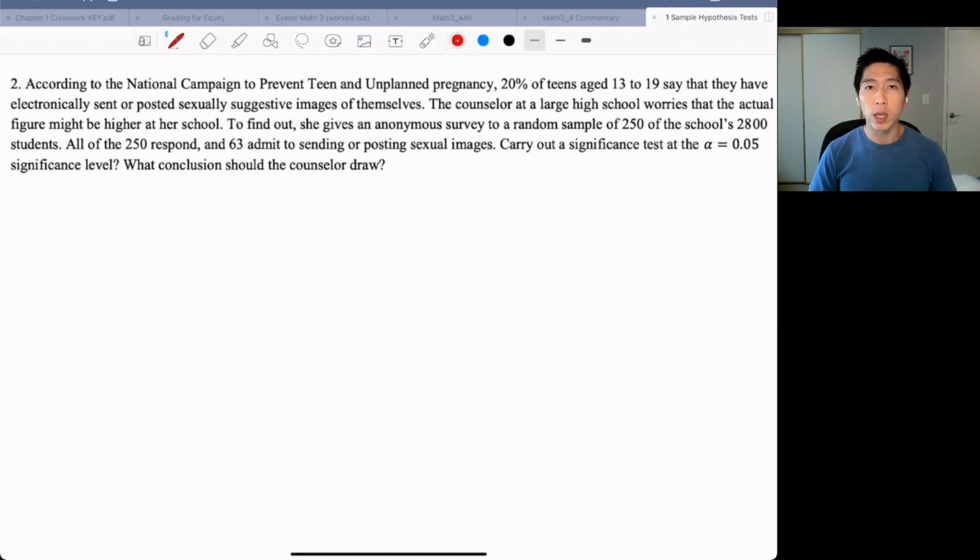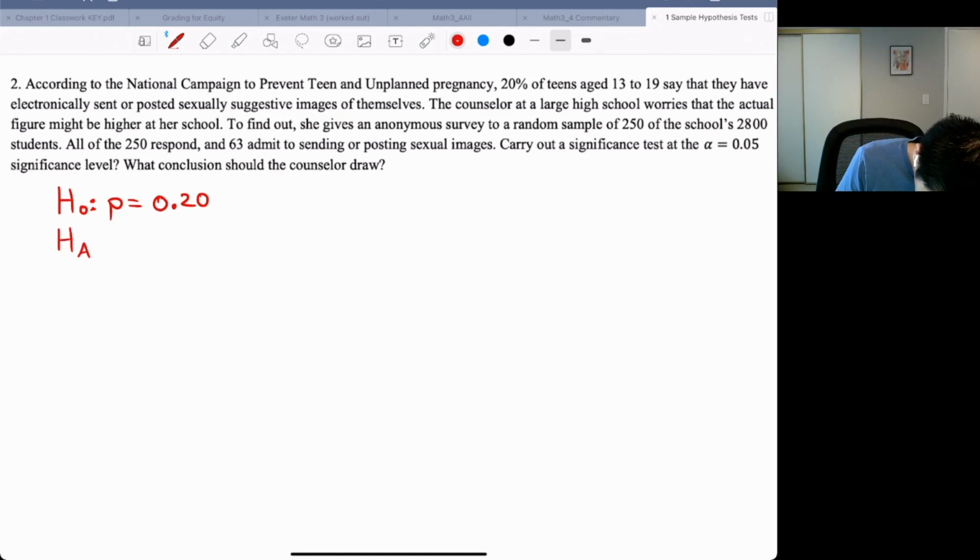We're going to have to use an example to look at the one sample z-test for proportions. In this example, 20% of teens aged 13 to 19 post sexually suggestive images of themselves. At this high school, the counselor worries that the figure at their school may be higher. So first we're going to have to draw our null and alternative hypothesis. Our null hypothesis is that the true proportion is equal to 20%. At this school, the counselor believes that the true proportion is actually greater than 20%. That's going to be our alternative.